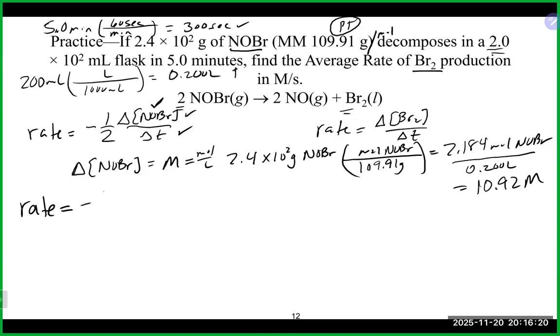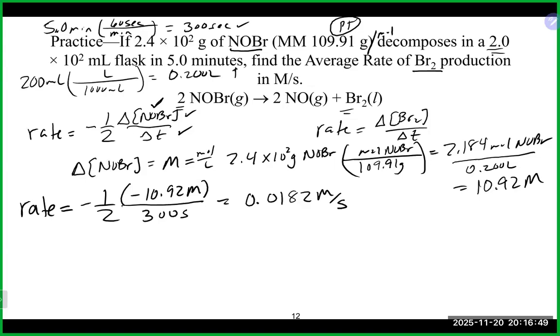The rate is going to be minus 1 over 2, negative 10.92 molar. I used negative because I need the rate to end up positive, and this is a reactant, so the change in concentration should be negative, divided by our 300 seconds. That's 10.92 divided by 300 divided by 2, which gives us 0.0182 molar per second as our average rate.